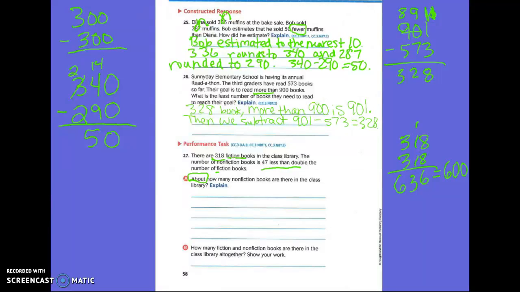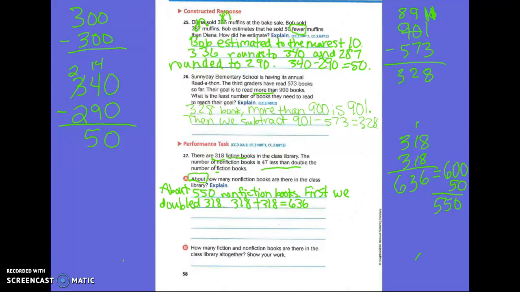Carter? Yes, 50. So we're going to do 50. What's 600 minus 50? Bella? 550. All right. So, how many nonfiction books are there about in their class library? 550. Okay. About 550. Now we have to explain how we did this.